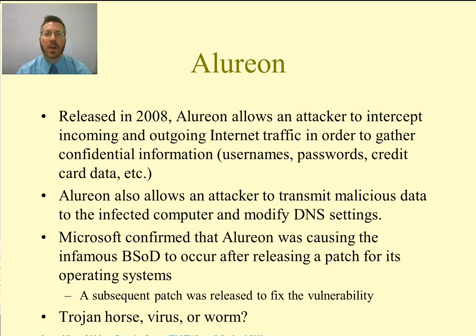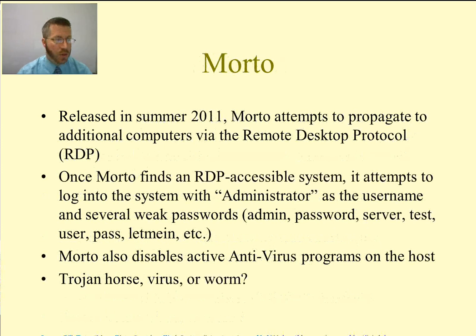All right, do you think this is a Trojan horse, a virus, or a worm? That's right, it's a Trojan horse. It's a program performing unknown and unwanted actions for the user while posing as a legitimate program. You don't realize that there's something else going on in the middle here. What you know is that you're accessing a website and everything seems like it's working just fine, but you don't realize that there's something else going on. So this would be an example of a Trojan horse.